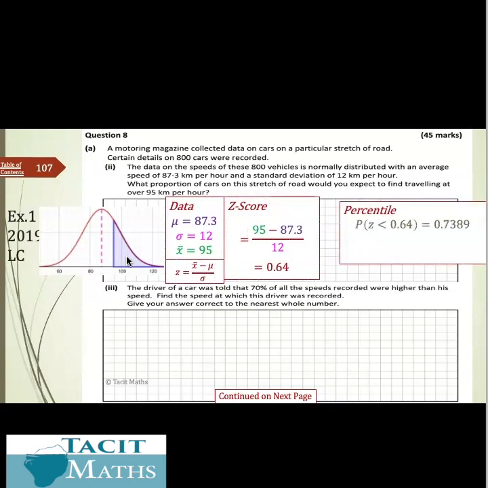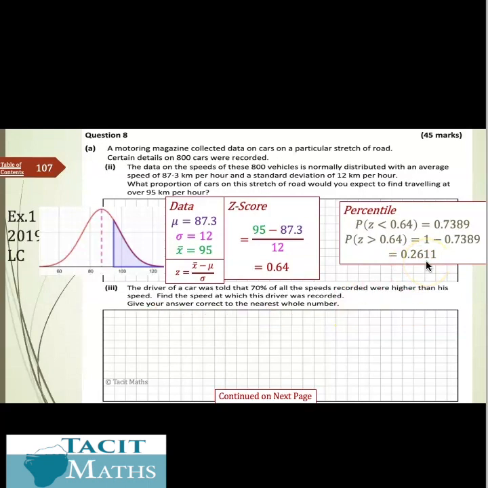We then go to our log tables. The probability that it's less, the 0.64 in the log tables, corresponds to 0.7389. So that's the number that we get from our log tables. But that's obviously not the number we're concerned about, because that's the probability that it's less than that z-score. So we want what's more than it, so we simply subtract it from 1, which gives us an answer of 0.2611.